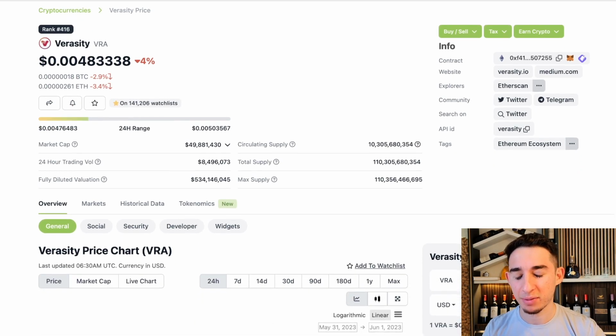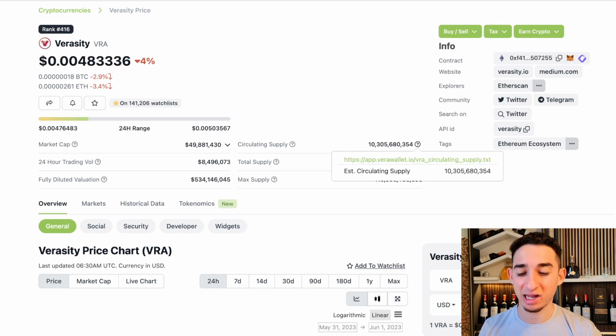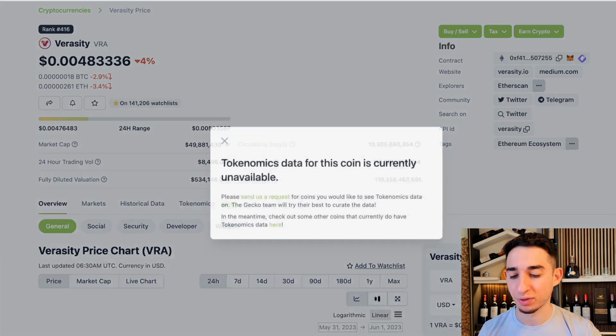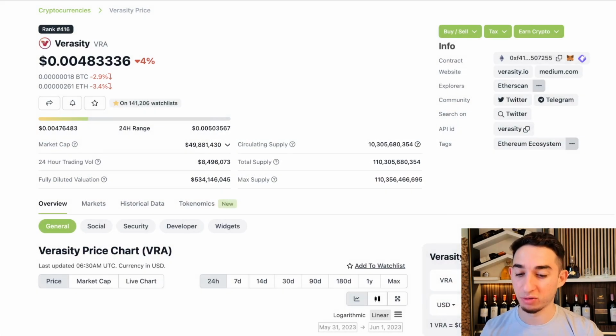We can see that the market cap of VRA is currently sitting at $50 million. Now, a lot of you guys have been complaining, oh, I wish I got it at $100 million. This is the time to accumulate. Am I the only one that's buying VRA right now at these prices and staking it? I mean, you ask me, right? You tell me. Circulating supply is currently sitting at 10.3 billion tokens in circulation. You can have a look at everything about the tokenomics right here. The 24-hour trading volume is currently sitting at $8.5 million.